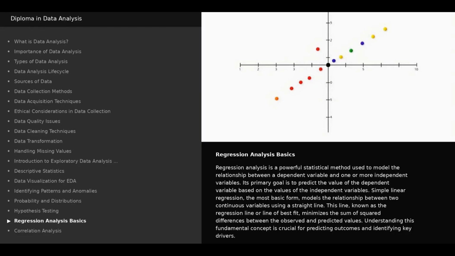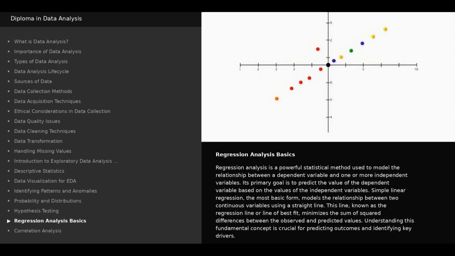Regression analysis basics. Regression analysis is a powerful statistical method used to model the relationship between a dependent variable and one or more independent variables. Its primary goal is to predict the value of the dependent variable based on the values of the independent variables. Simple linear regression, the most basic form, models the relationship between two continuous variables using a straight line.